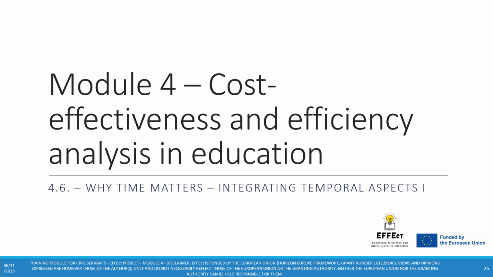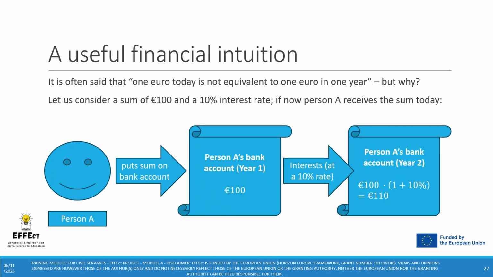Dear participants, welcome to submodule 4.6. As you might remember, in submodule 4.3, we discussed that time matters in cost-benefit analysis. And today, we will start to understand why this is the case. To understand this, let's have a look at the following phenomenon. It is often said that €1 today is not equivalent to €1 in 1 year, but why?